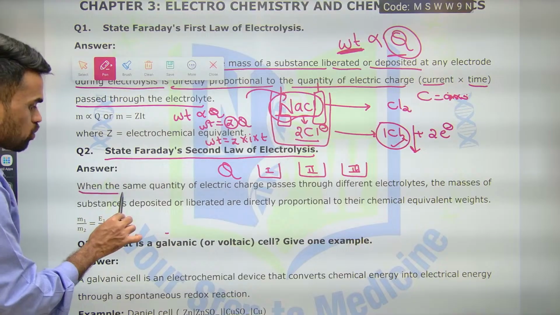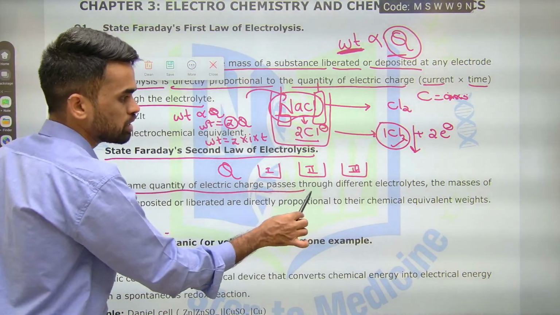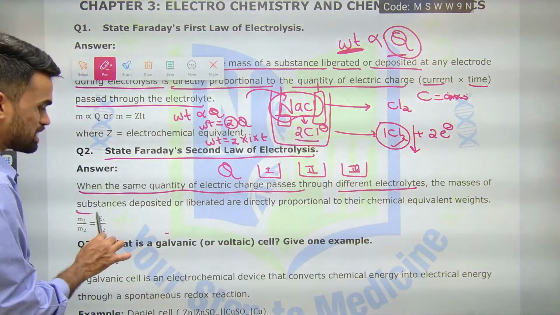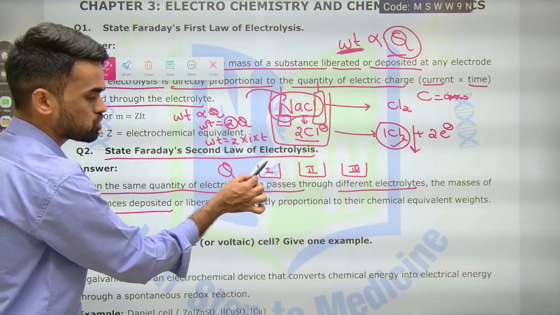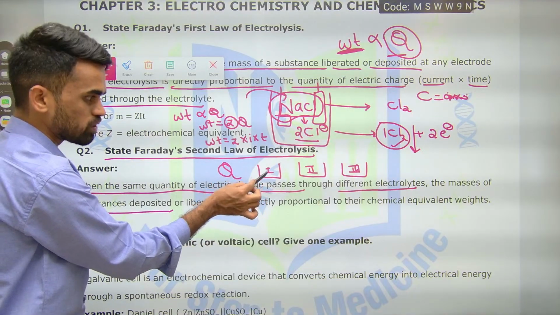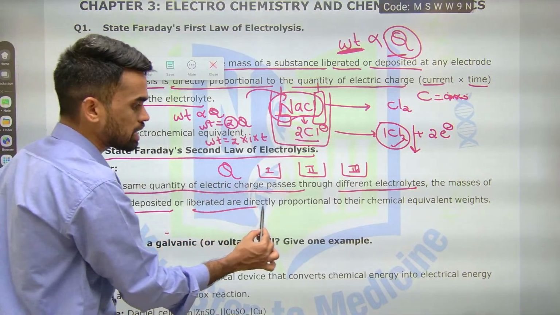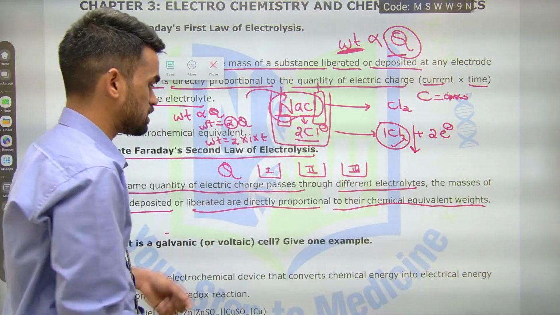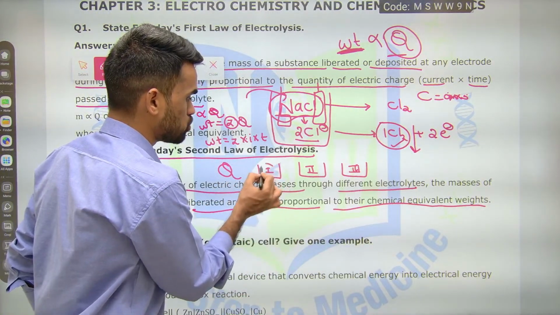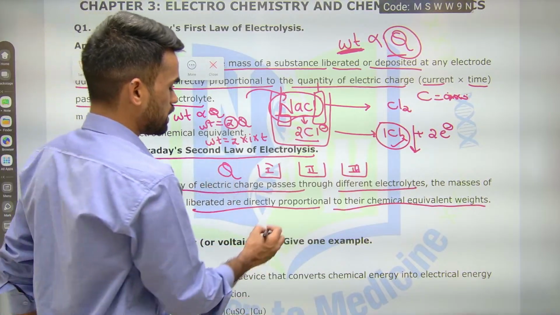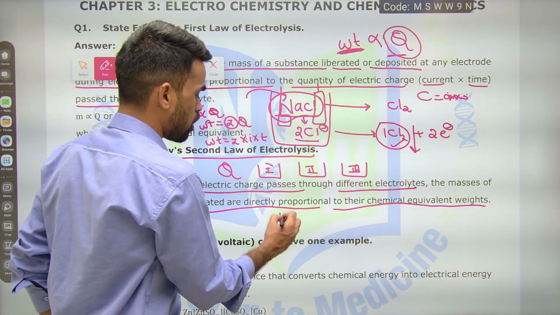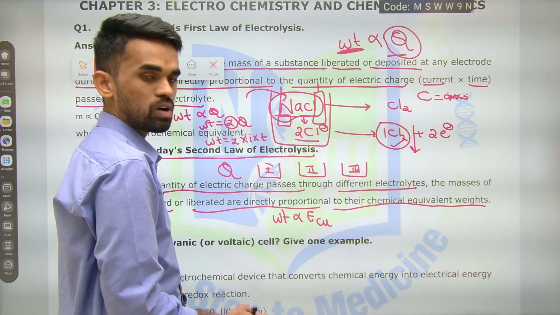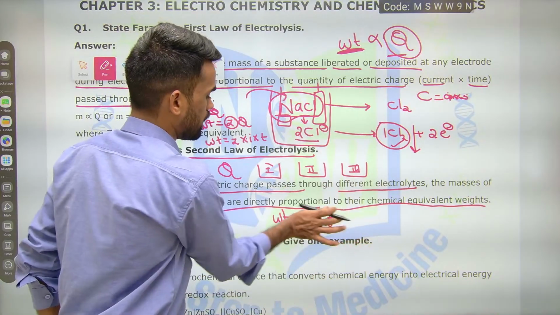When the same quantity of electric charge passes through different electrolytes, the masses of substance deposited from electrolytic solution 1 and electrolytic solution 2 are directly proportional to their chemical equivalent weights. The mass of substance deposited is directly proportional to its equivalent weight. For example, here I am taking copper sulfate. So the weight of copper deposited will be proportional to the equivalent weight of that copper, Cu2+ ion.